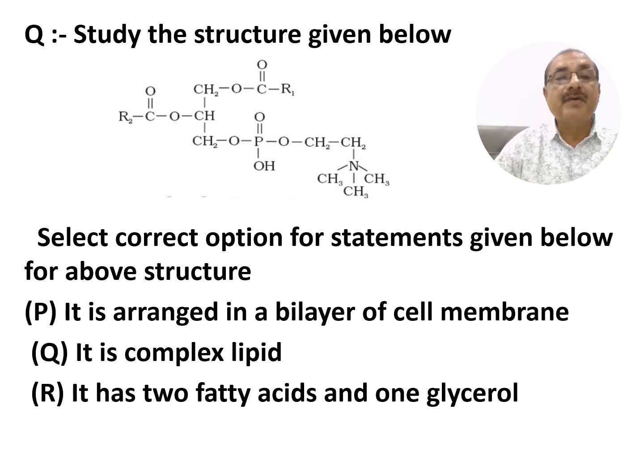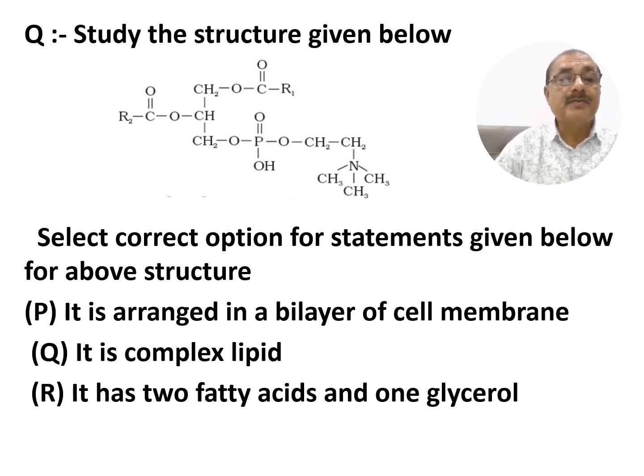Study the structure given below. Now, which structure is this? It is a phospholipid. Let us see its options. Select the correct option for the statements given below for the above structure. P: It is arranged in a bilayer of the cell membrane. Q: It is a complex lipid. And third, R: It has 2 fatty acids and 1 glycerol.